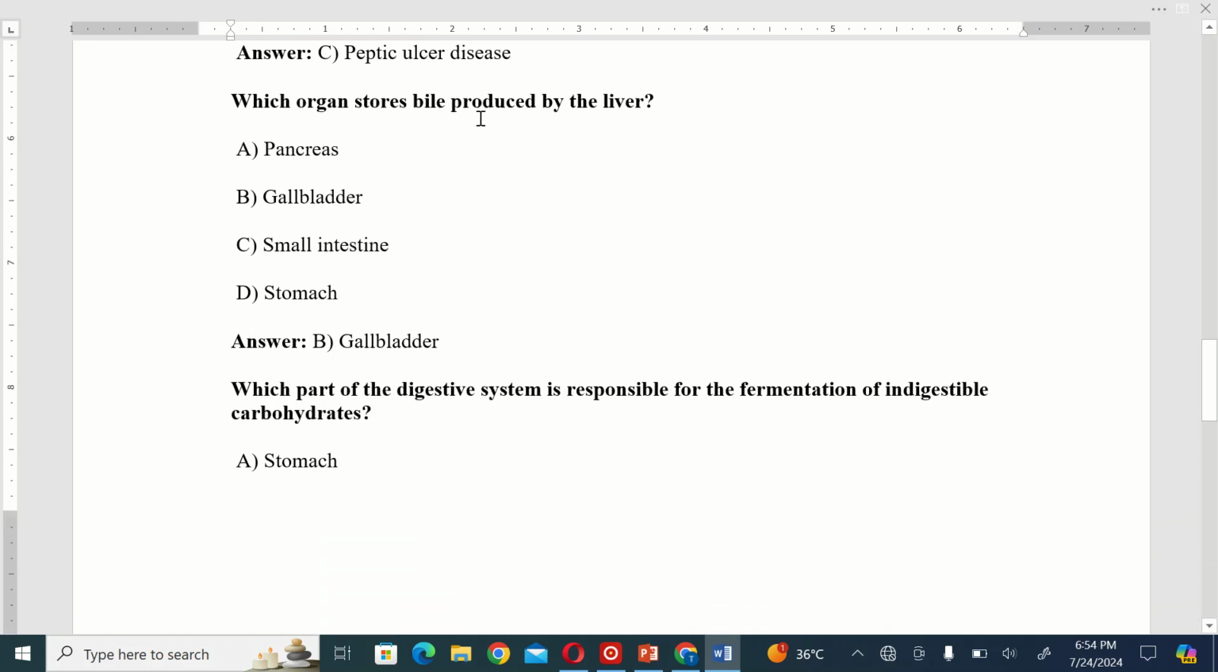Which organ stores bile produced by the liver? A. Pancreas. B. Gallbladder. C. Small intestine. D. Stomach. So the correct option is B. Gallbladder.